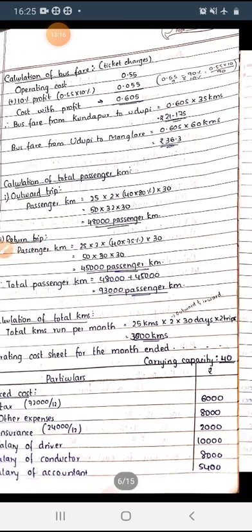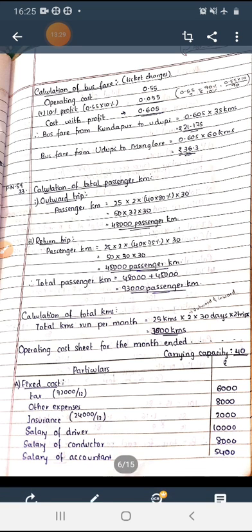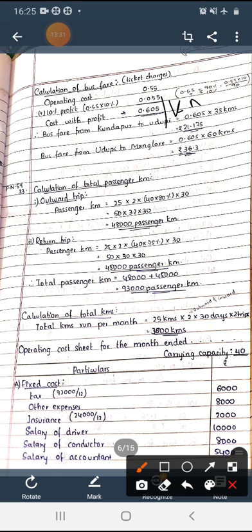Okay, bus fare from Kundapur to Udupi. Bus fare from Kundapur to Udupi is 0.605 into kilometers. This is for 1 kilometer, the bus fare per kilometer. Kundapur to Udupi is 35 kilometers. So 0.605 into 35 kilometers, that is 21.175 rupees. Or we can round the figure to 22.